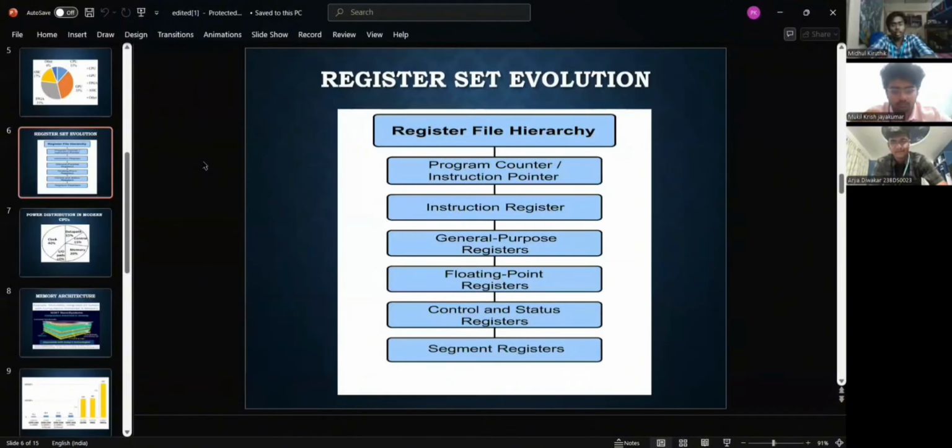Next, we have specialization trends. We are seeing innovations like matrix registers, such as AMX-style registers, which provide over 1 KB per core. Accumulator registers are now tailored for neural networks, and mask registers are optimized for vector processing.